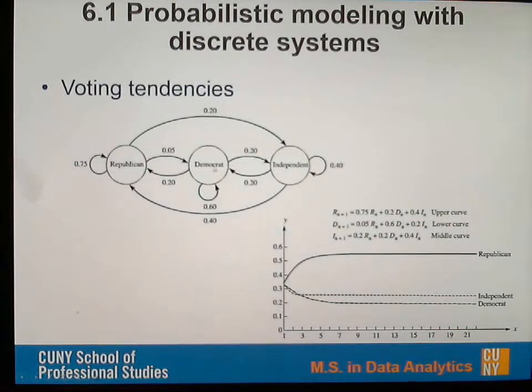And if we could model the possibility of voting tendencies, we could look at the long run probability of how many would be voting for Republican and how many would be Independent and Democrat. I'm not sure if this is a valid example in the sense that it actually represents the real data, but in general, this is just a modeling method.